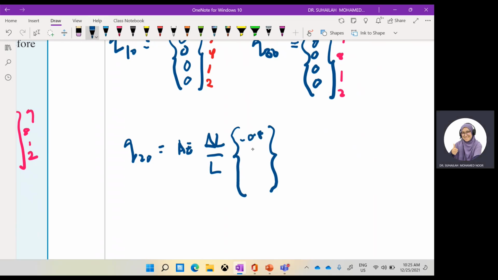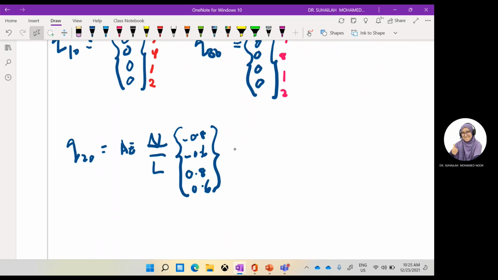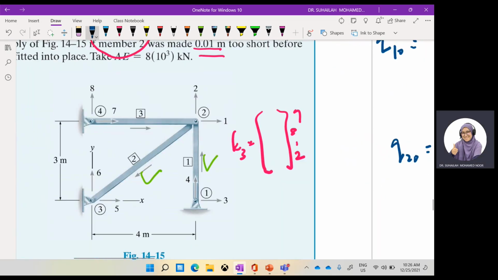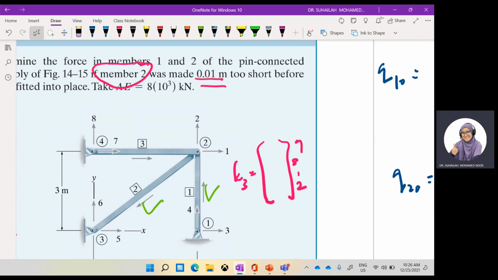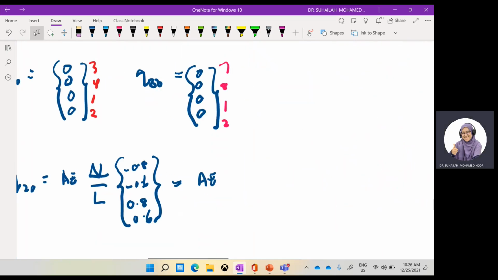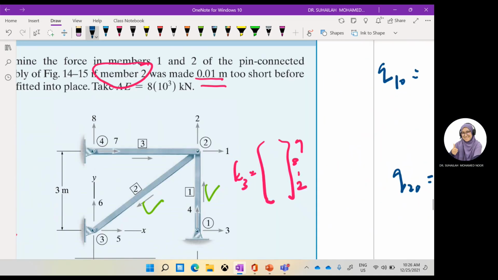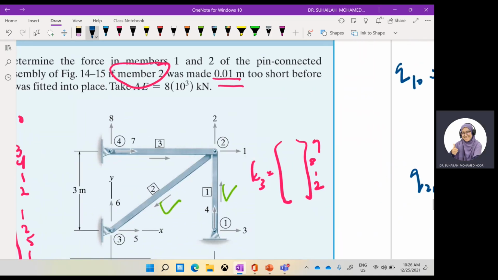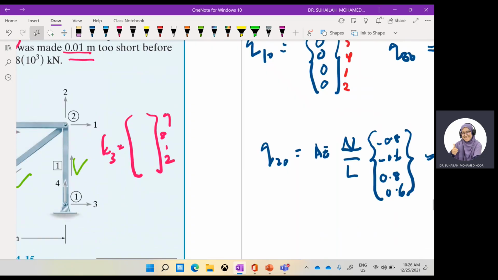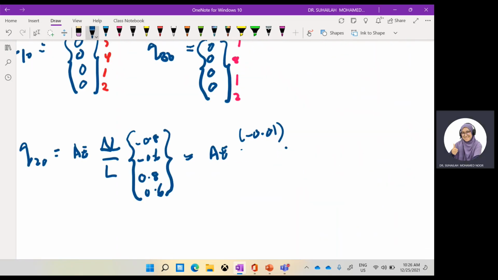Negative 0.8, negative 0.6, 0.8, 0.6. So we get, okay, AE, delta L, we have 0.01, too short. So too short is negative, negative 0.01. L for element number 2 is 5 meter over 5.